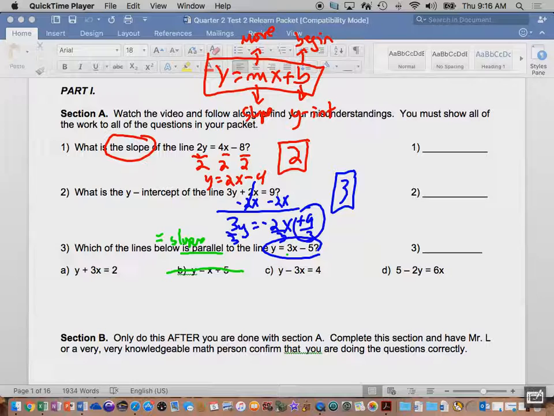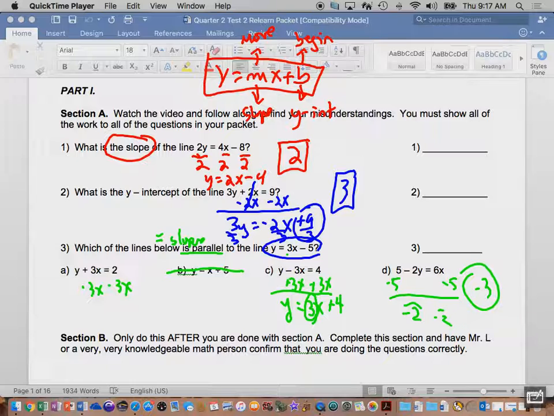And as I look at these other lines, the answer is going to work out to be C, because I'm going to add 3x to both sides, and I get y equals 3x plus 4, and then my slope, being in front of the x, is 3. If I did A, I would subtract 3x, and that would create a negative 3x for my slope. And over here, after I subtract the 5, I'm going to end up dividing by negative 2, and 6 divided by negative 2 is negative 3, so that will not work.